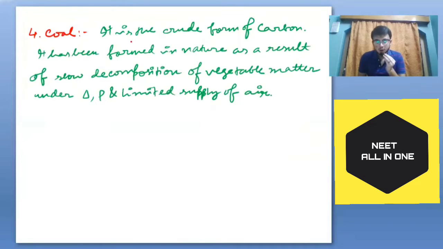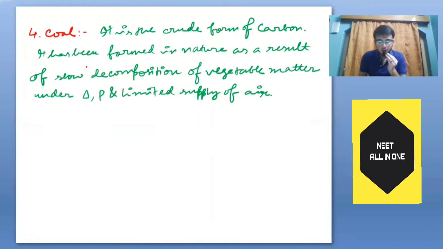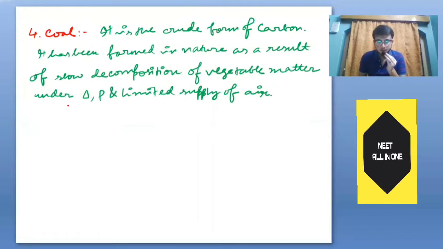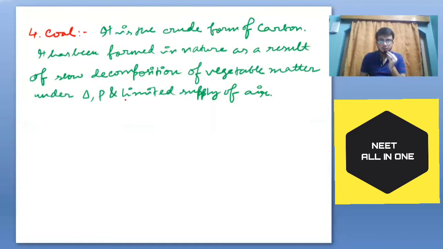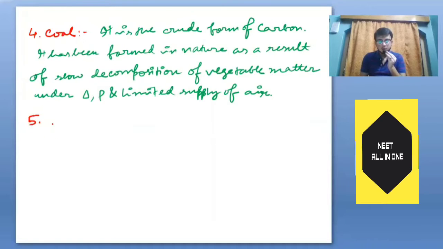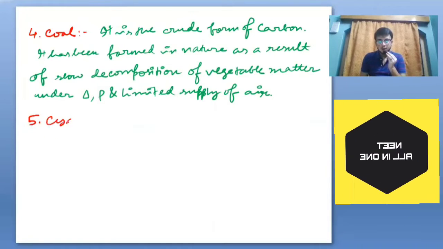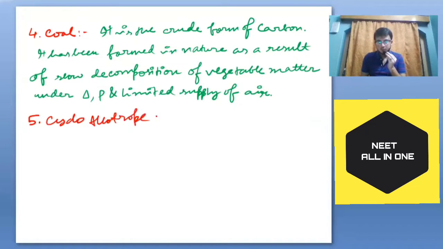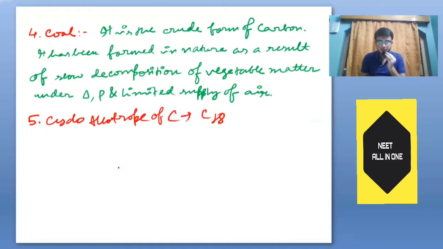Now there is coal. It is a crude form of carbon. It has been formed in nature as a result of slow decomposition of vegetable matter under temperature, pressure, and limited supply of air. Now there is another allotrope, that is called cyclocarbon, of carbon. Okay, it is also called C18.